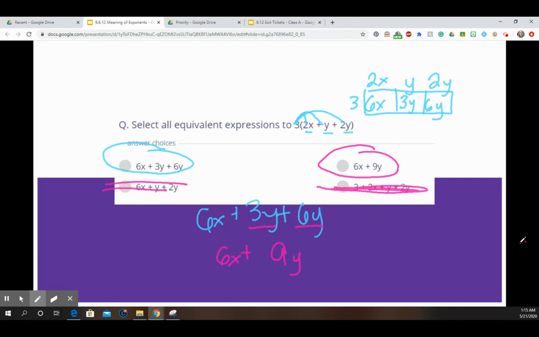Pause the video here, jot down any of this that you would like to. When you're ready, press play. We'll move on and go over that exit ticket.